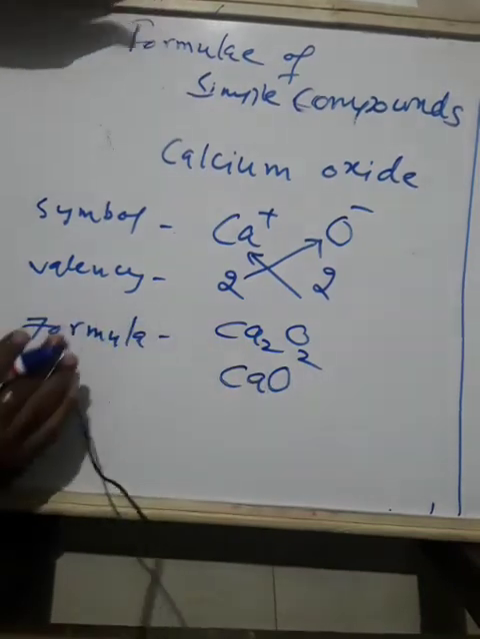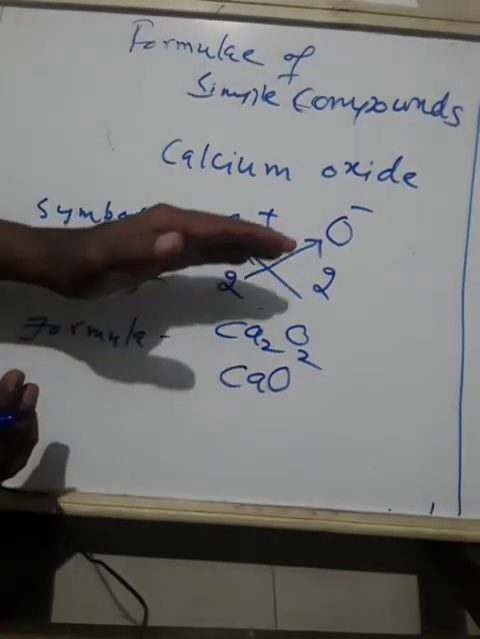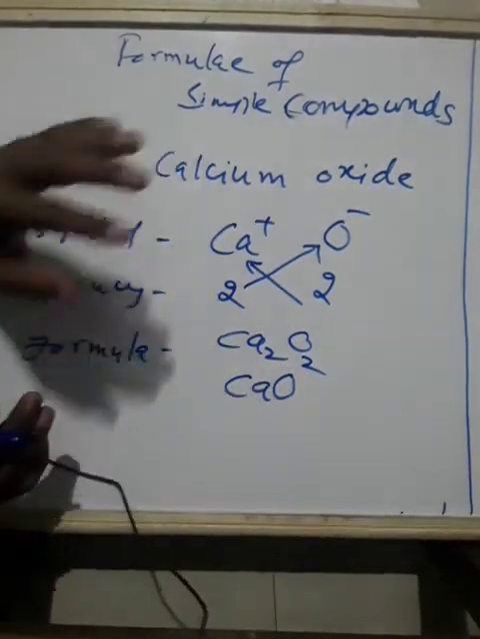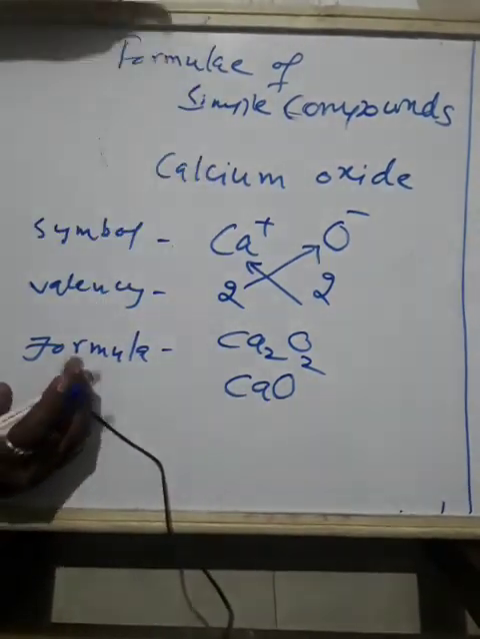Actually the 2s are not simply cancelled. We should always write in simplified form. Calcium oxide is CaO. Okay. And I will give one more case.